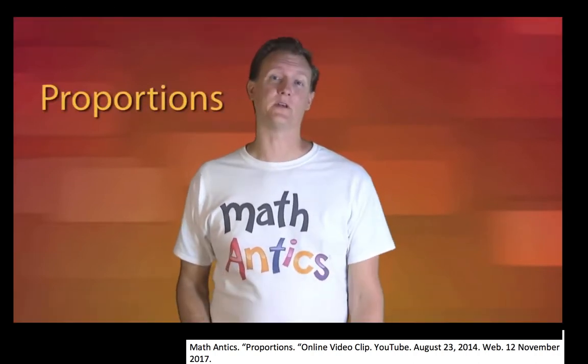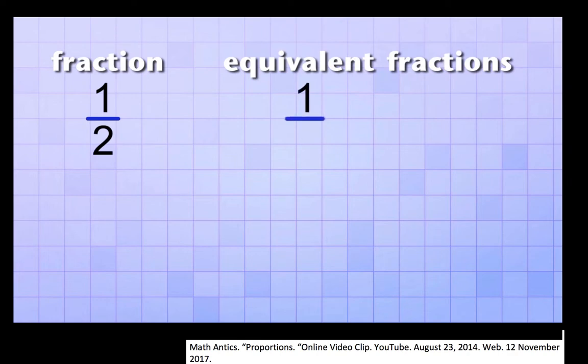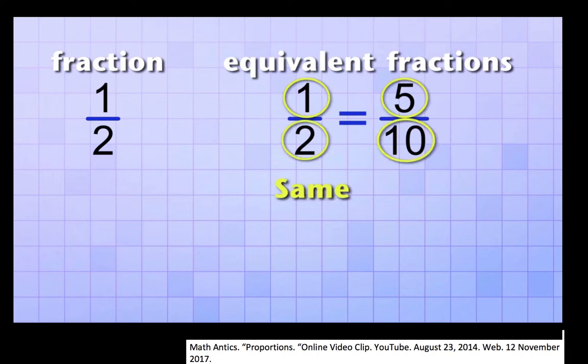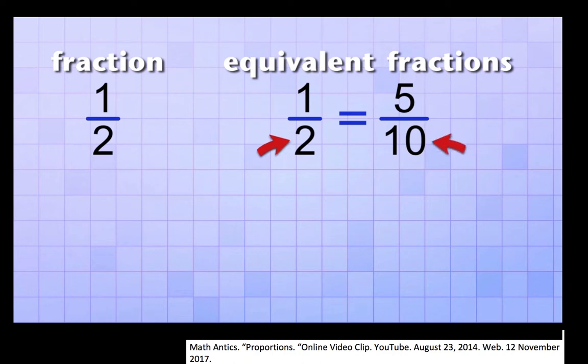In this lesson, we're going to learn what proportions are and how we can use them to find an unknown value. The good news is, if you know about equivalent fractions, then you already know a lot about proportions. To see what I mean, let's start with the simple fraction 1 over 2, or 1/2. Now let's look at a pair of equivalent fractions, 1 over 2 and 5 over 10. These fractions are equivalent because even though they have different top and bottom numbers, they have the same value. 1 is half of 2, and 5 is half of 10, so they represent the same amount.